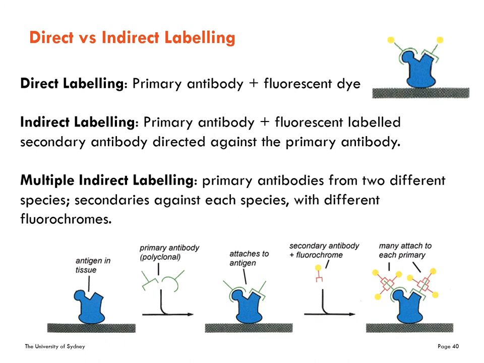Labeling methods include direct or indirect labeling. Direct labeling is a primary antibody with the fluorescent dye directly binding to your antigen. However, it's difficult to make each time. You have to make a new antibody with the fluorescent dye. Indirect labeling includes a primary antibody, and a fluorescent-labeled secondary antibody directed against the primary antibody. And you can also have multiple indirect labeling with different fluorochromes.